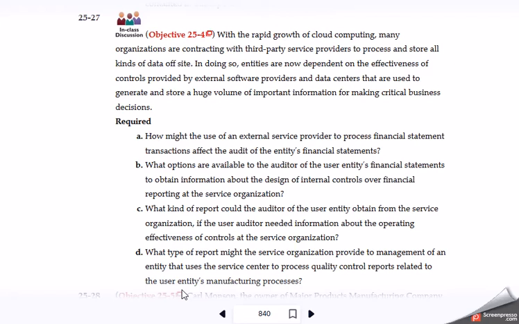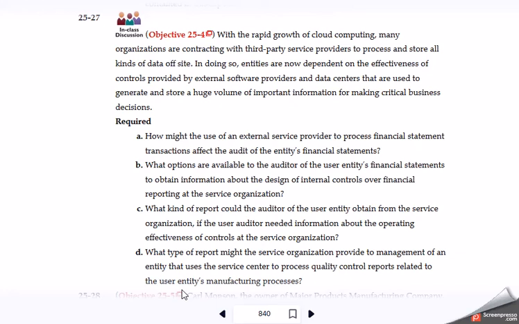Then C says, what type of report would the auditor of the user entity obtain from the service organization if the user auditor needed information about the operating effectiveness of the controls? So it takes it one step further. It's the same SOC1 report, but now it's a type 2. The type 2 covers not only the same thing as the type 1, talking about the design being effective, but it takes it one step further and talks about the operating effectiveness of the controls. So that would again be this SOC1 report, but type 2.